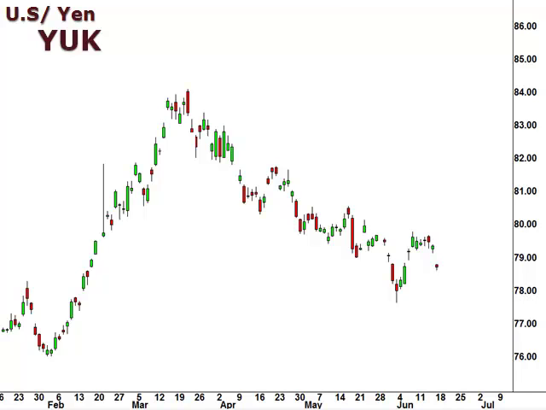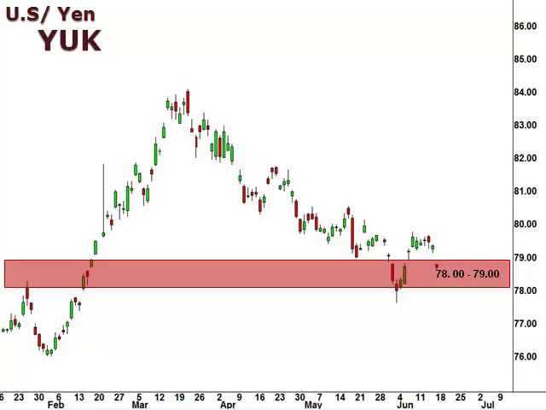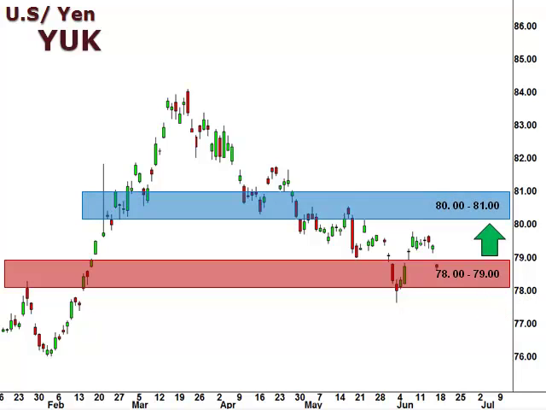Next up, the YUK, the US dollar versus the Japanese yen. Well, the YUK is back within the 78-79 support level, and a break of this level opens the window for a continuation lower. 80.81 remains a key overhead resistance to any upside move.